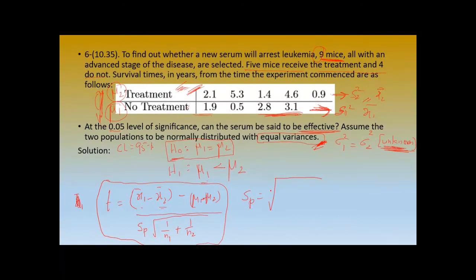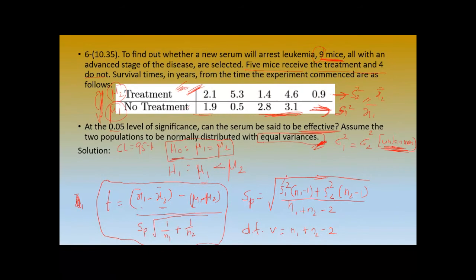SP is the square root of S1 square times n1 minus 1 plus S2 square times n2 minus 1, divided by n1 plus n2 minus 2. And for a t-test, we need degrees of freedom, df, which is v, equal to n1 plus n2 minus 2.